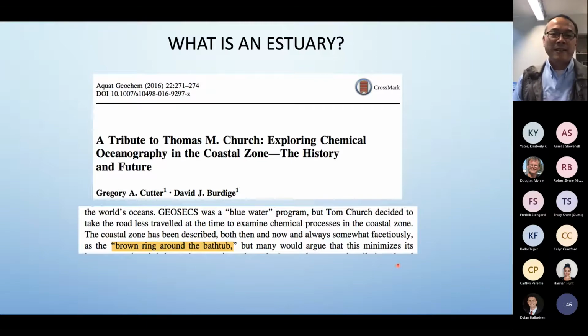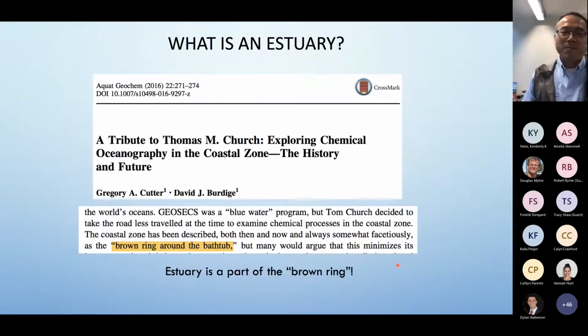So the coastal zone, as opposed to the blue ocean, is defined, or at least in the community they say, as the brown ring around the bathtub, the bathtub being the open ocean. As you can see, estuaries obviously belong to part of the brown ring. Okay, so that's a little joke.